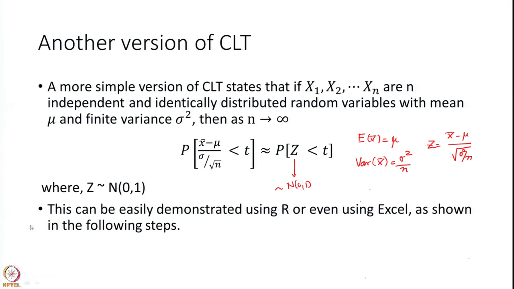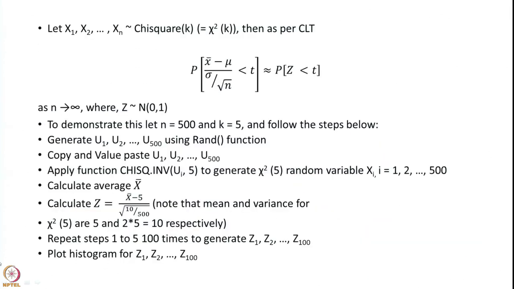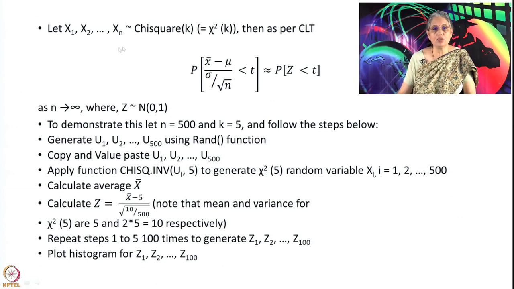So, here I have given the step by step method to follow. Here what I am trying to show is that I am taking x1, x2, x3, xn as a chi square random variable with k degrees of freedom. Why am I taking chi square? Chi square is a skewed distribution, and remember normal is a symmetric distribution. So, we want to show that we take a skewed distribution, and when the central limit theorem applies, how it comes very close to the normal distribution, how it actually turns into a symmetric distribution.